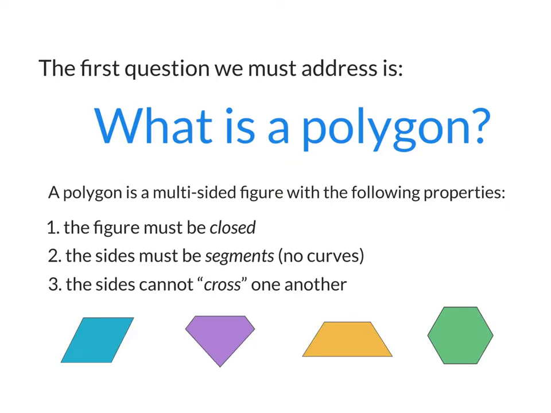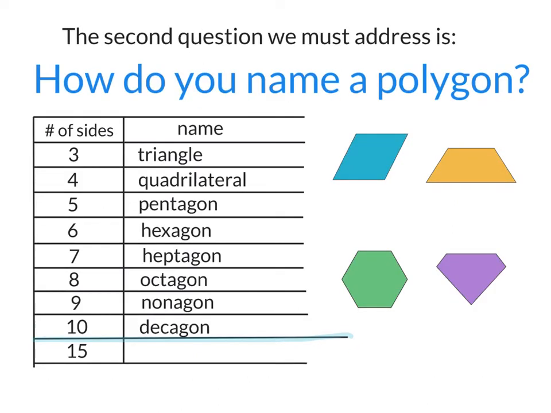Okay, so a quick recap. What is a polygon? In all of these examples down below, all of the figures are closed, the sides are segments, there are no curves, and the sides do not cross one another. So first step, what is a polygon? Completed.